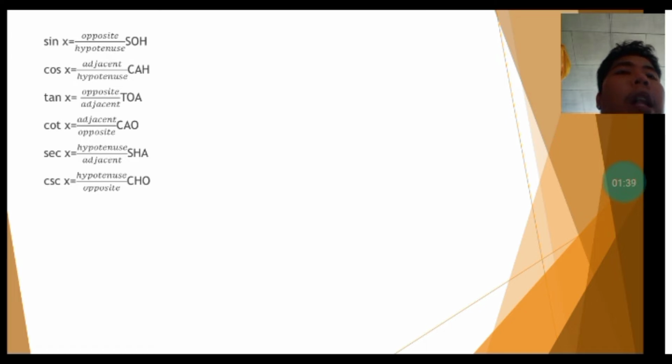Then the value of cotangent is the reciprocal of the tangent. The value of secant is the reciprocal of cosine. And the value of cosecant is the reciprocal of sine.